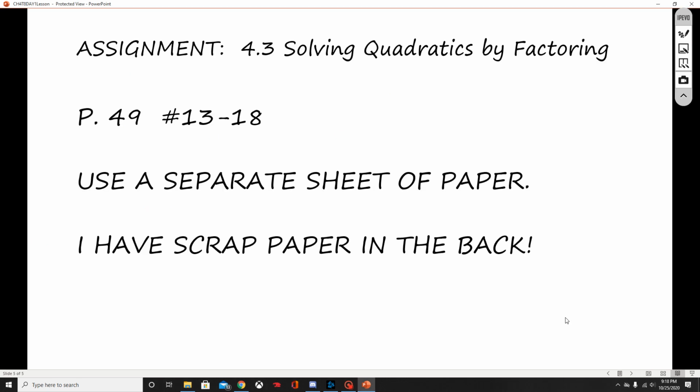Alright, so solving quadratics by factoring. Make sure you show the work, page 49, 13 through 18.